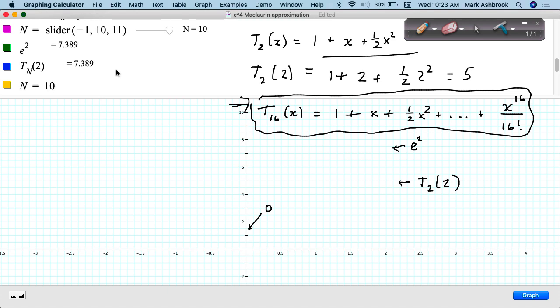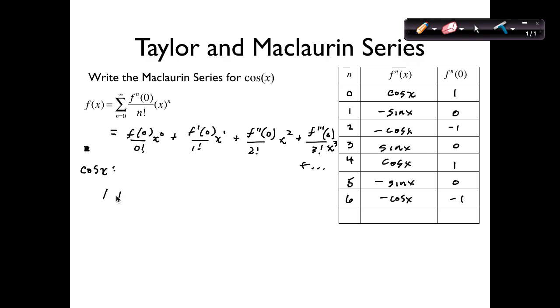All right, so let's work on another one that's a little bit harder. Let's do the Maclaurin series for cosine x. So build your table. I'll take attendance. Build the Maclaurin series for cosine x.